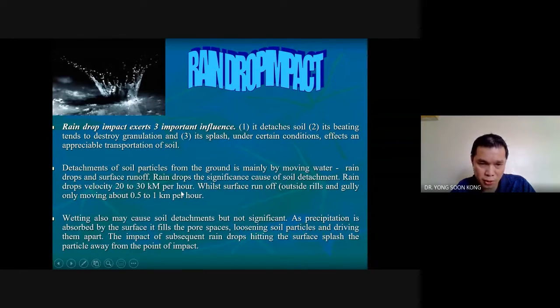The speed you don't need to know, as long as you know they move away. So you see, this is the main reason why we call it erosion, because the soil starts to move along in the direction the rainwater flows to. So they carry the soil particles away.